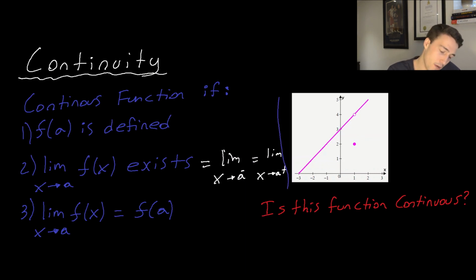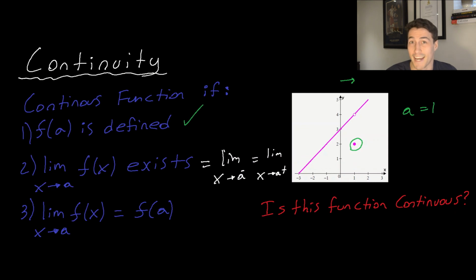So we look at this graph here. Let's look at the first criteria: f of a is defined. So f of 1, our a value is 1 here. That is defined because there's a dot here, so it checks that box. And then it says the limit of f of x exists. So if we get really close to a equal to 1 from the left, like 0.999, and the limit from the right, like 1.001, if those two are equal, then it exists. In this case, the limit would exist at that value. They would be the same, so we know the limit exists. So this is checked off.